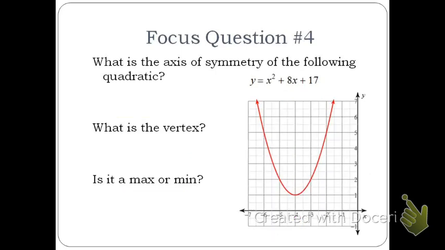Alright, number 4 coming up. So, let's take a look at this. We want to find the same 3 things: axis of symmetry, vertex, maximum or minimum. Looking at this, our axis of symmetry appears to be at x equals -4. So let's put that in. Okay, what's the vertex? Well, the vertex here appears to be at -4, +1.